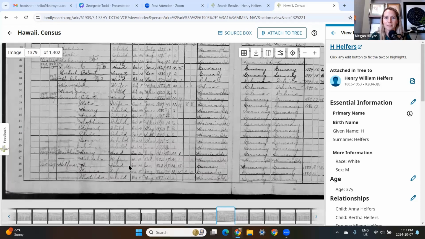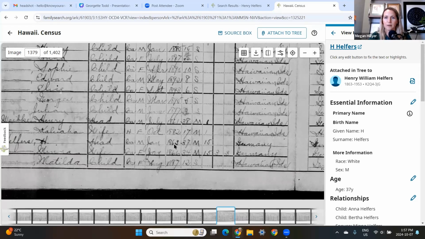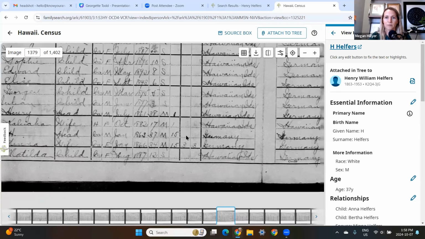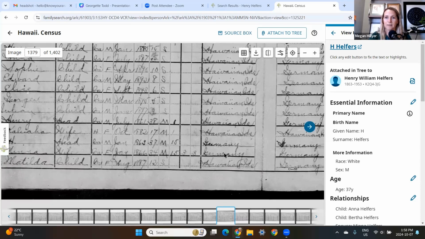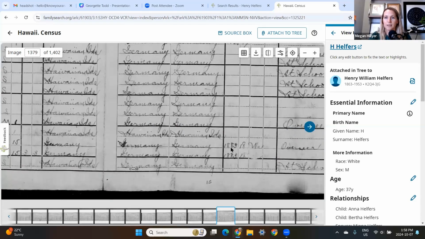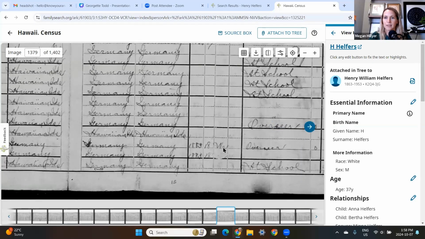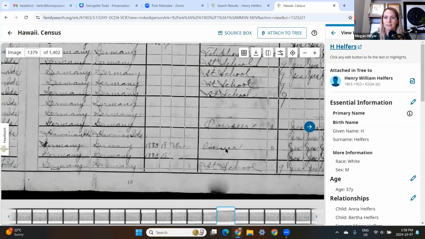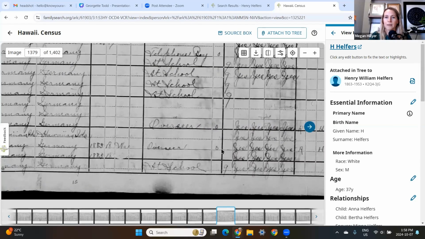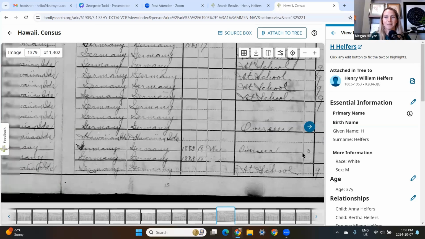So here we have Henry Helfers, head, Caucasian was his race, male, born January 1863. He's 37 years old. They've been married for 15 years. His wife, Mina, has had 3 children and 3 are still living. They were born in Germany. Parents were both born in Germany, immigrated in 1883. They've been in Hawaii for 18 years, and he is naturalized. You can see his occupation as an overseer, and he can read and write Hawaiian and English. So you can see there's lots of information in there.